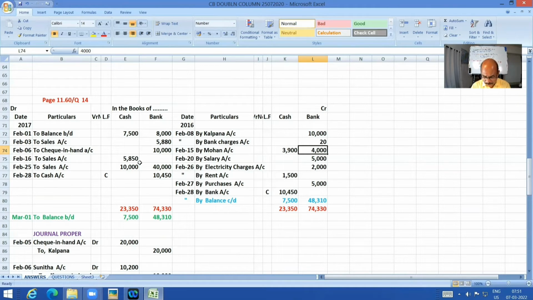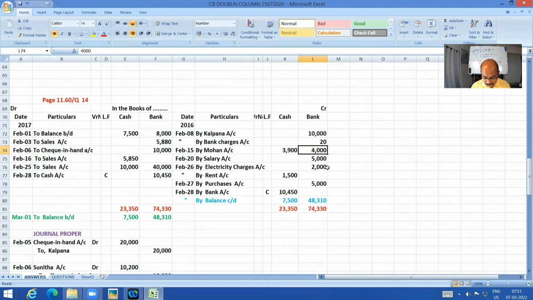Why not in the bank column? Nowhere is it specified that it is with a check or any connection with the bank, demand draft, nothing of that sort. So unless otherwise mentioned, by default, it is a cash transaction only. Cash transaction means physical cash I received. Okay. Paid salary by check rupees 5,000. By salary in the bank column 5,000.